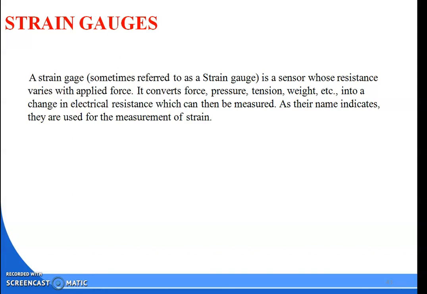Strain gauge. What is a strain gauge? A strain gauge is a sensor whose resistance varies with applied force. It converts force, pressure, tension, weight, etc. into a change in electrical resistance, which can be measured. This is one of the definitions. As the name indicates, they are used for measurement of strain.